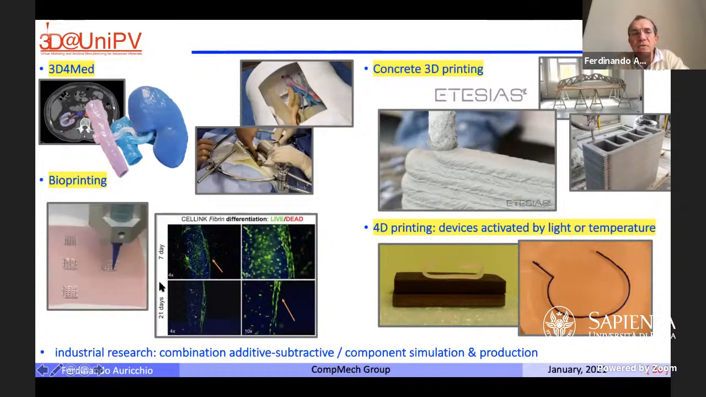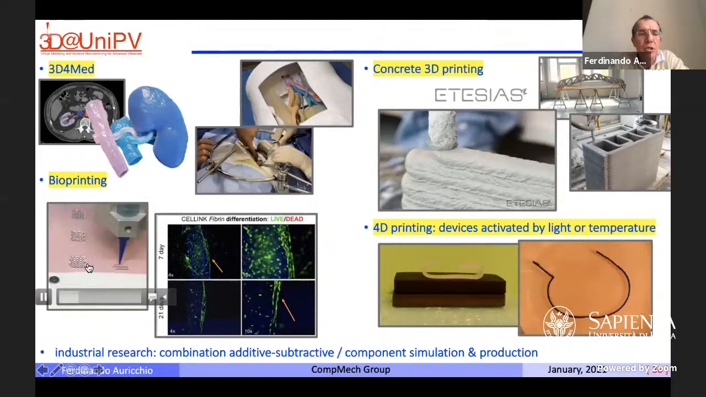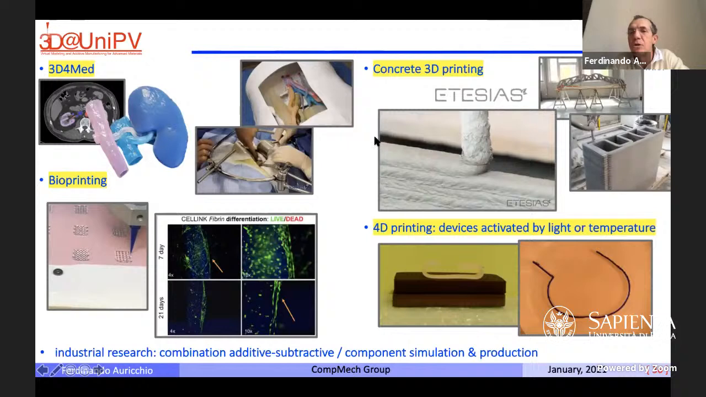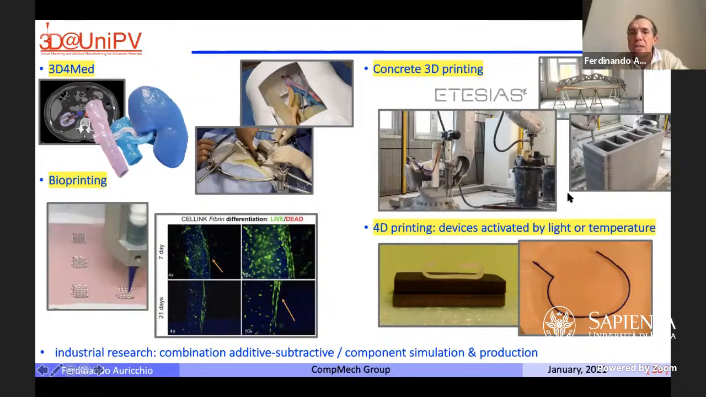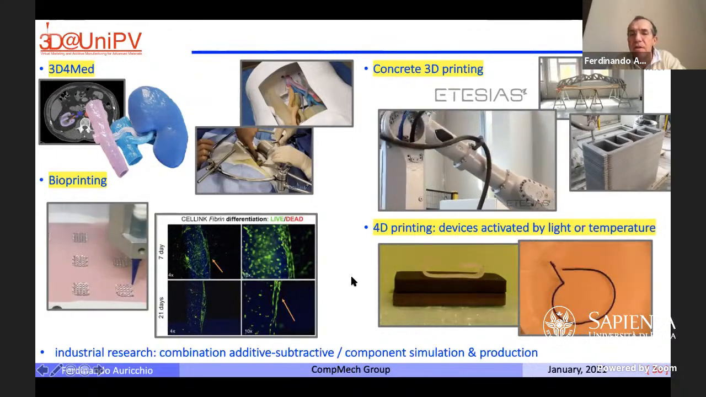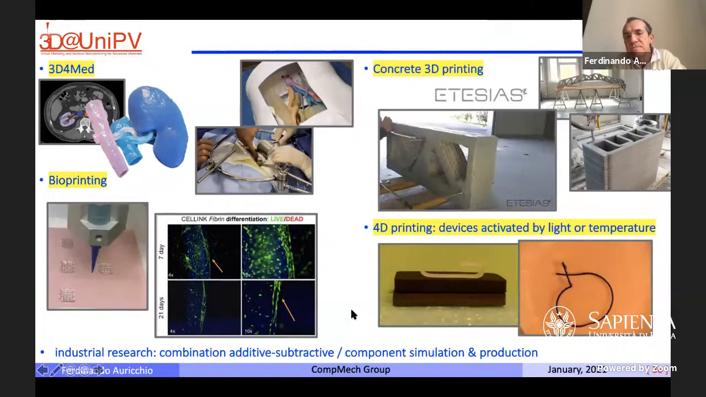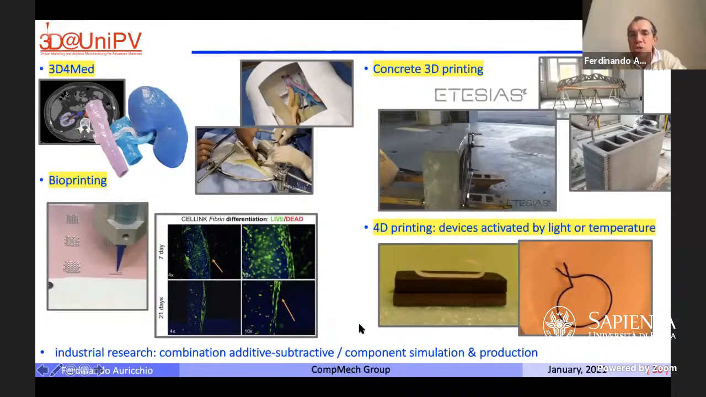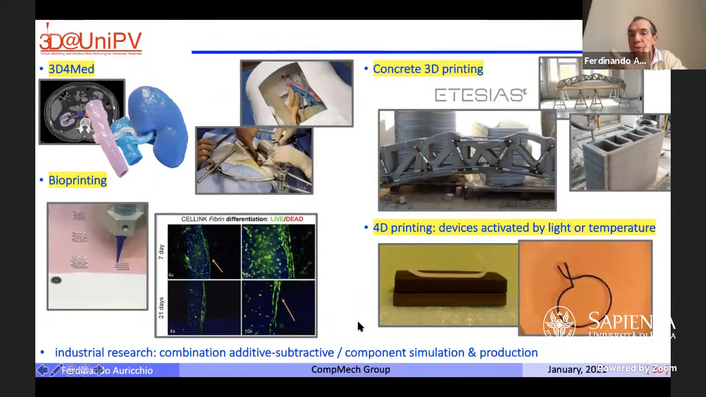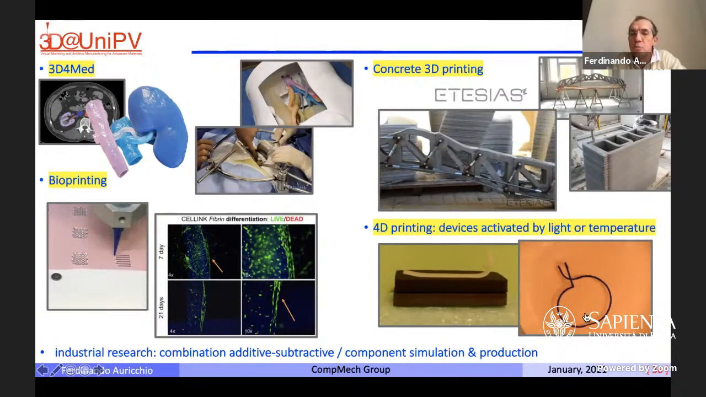Or there is a very interesting collaboration with some colleagues, again from the medical world, in terms of bioprinting. So the 3D printing of gels with cells in order to observe proliferation of cells. Or there is a collaboration with colleagues on 3D printing of concrete components, so large components, or another very interesting collaboration with other colleagues to 3D print devices that change shape in time, for example with temperature or with light, in order to make active components.